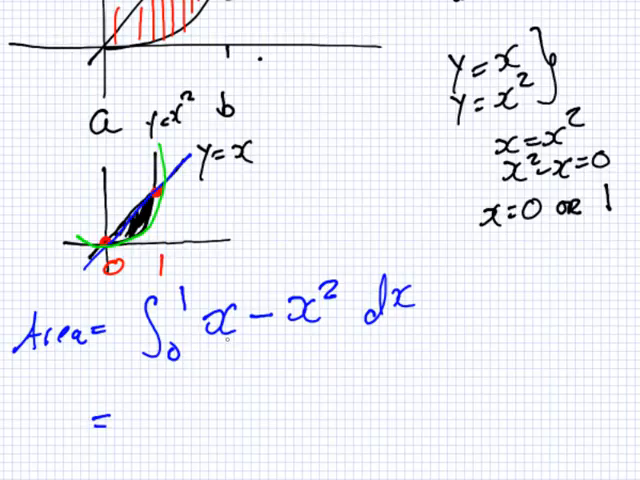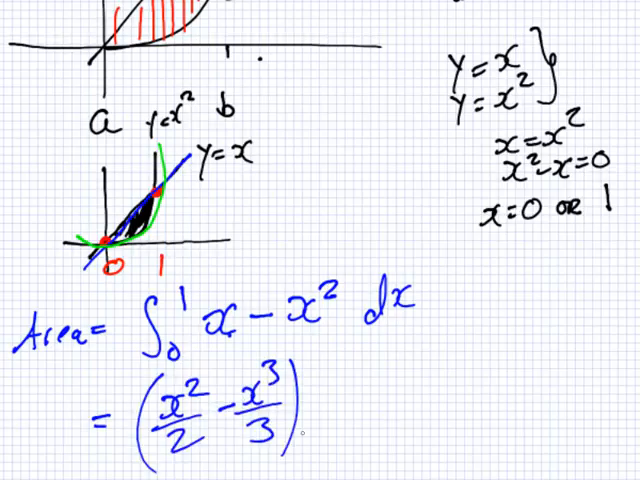Okay, what's the integration of x? X squared over 2, and then this one? X cubed over 3. So this will be 1 over 6 when you put in the numbers.